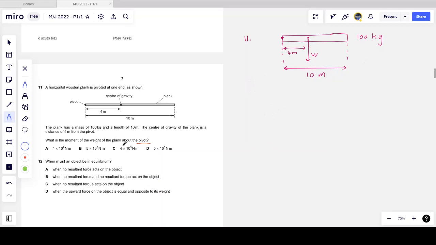So what I want is the moment. Now, at least for us, there isn't a symbol for moment, so I'm just going to write moment. The moment of the weight of the plank about the pivot.